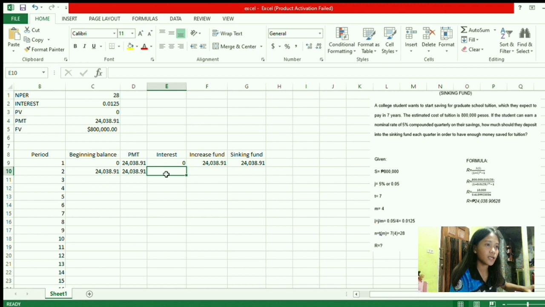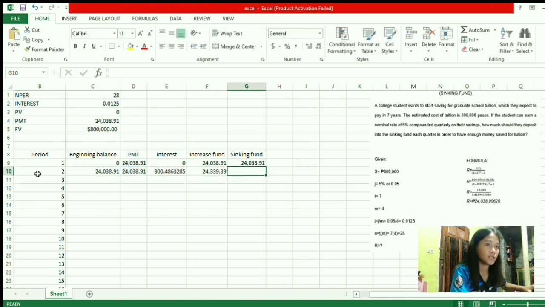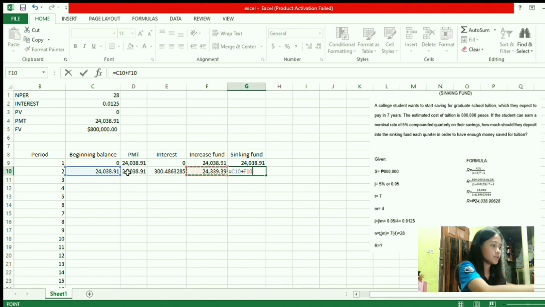And to get the PMT, equal sign and then click the PMT at the top and then enter. To get the interest, equal sign and then the beginning balance times the interest at the top, and then enter. To get the increase in fund, equal sign and then PMT plus the interest of the second period, and then enter. And to get the sinking fund of the second period, equal sign and then click the beginning balance and then plus the increase in fund of the second period, and then enter.